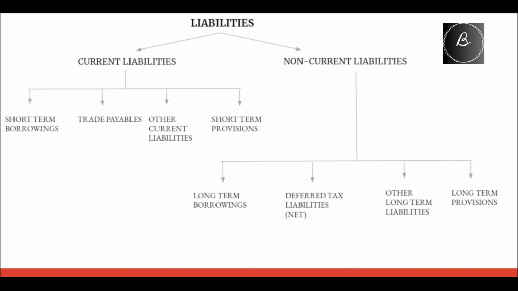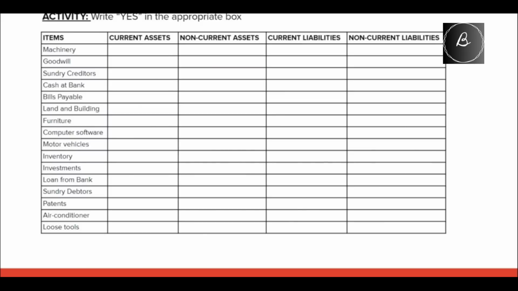So, to recap, we saw liabilities can be divided into current liabilities and non-current liabilities. Current liabilities can further be divided into short-term borrowings, trade payables, other current liabilities, and short-term provisions. Non-current liabilities, on the other hand, can also be divided into 4 parts. 1 is the long-term borrowings. 2 is the deferred tax liabilities. 3 is other long-term liabilities. And 4, long-term provisions.